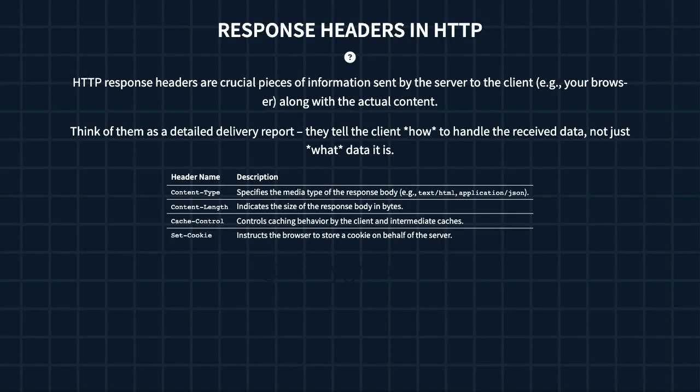Let's talk about HTTP response headers. They're like little notes attached to the data your browser receives from a web server. They provide vital information, going beyond just saying here's your web page. For example, content type tells the browser what kind of content it is: HTML, JavaScript, or something else. Content length lets the browser know how much data to expect. And headers like cache control and set cookie are really important for things like website performance and remembering user preferences.